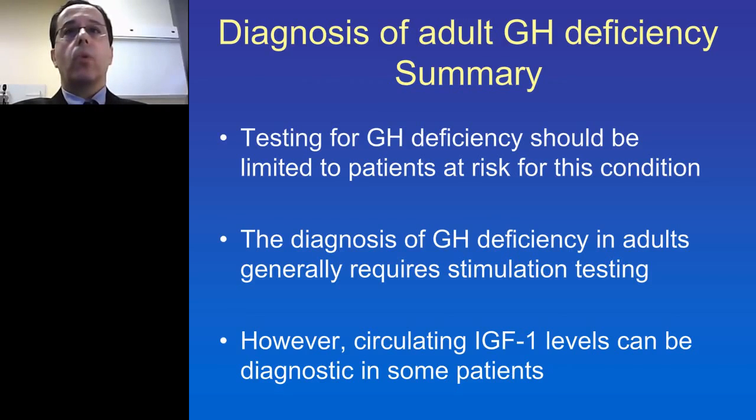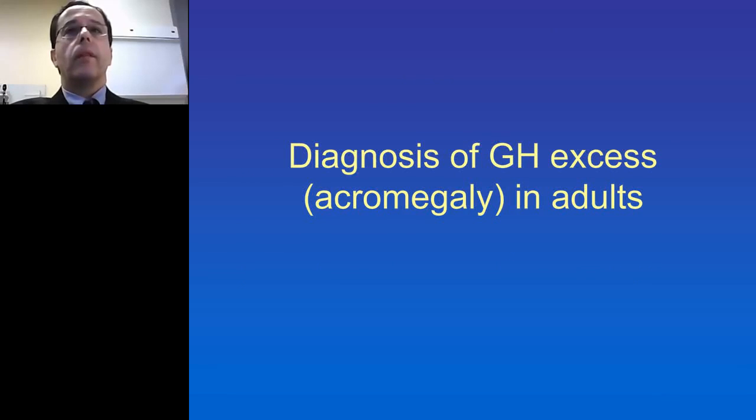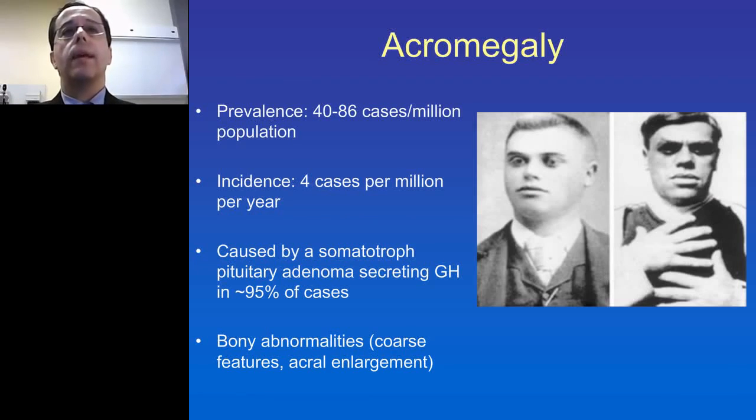Let's talk about growth hormone excess in adults, also known as acromegaly. This condition is fairly rare, with a prevalence of 40 to 86 cases per million population and an annual incidence of 4 cases per million. It is caused almost always by a benign pituitary adenoma that secretes growth hormone in an unregulated manner.